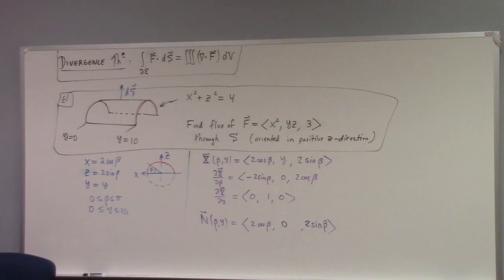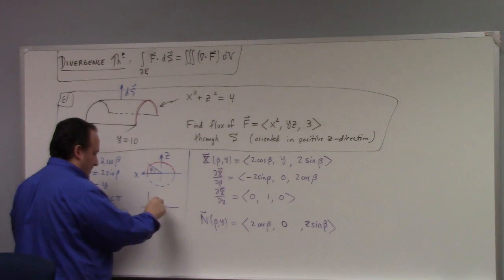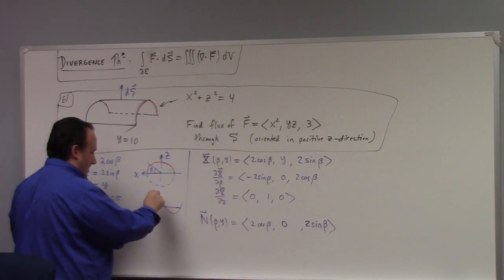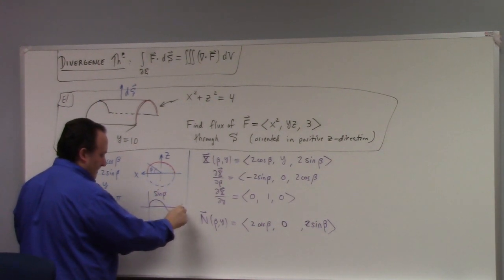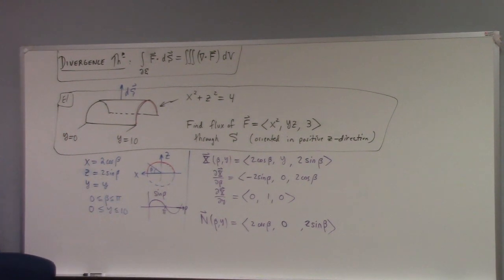Is that good? Let me ask the question. Does that point up? Is this the dS pictured? Do I need to stick with beta first, then y second, or do I need to switch the order of my parameters? Am I oriented correctly? What do you guys know about sine beta? What does sine beta look like from 0 to pi? Here's pi. Sine beta is positive. Yay! So we got lucky.